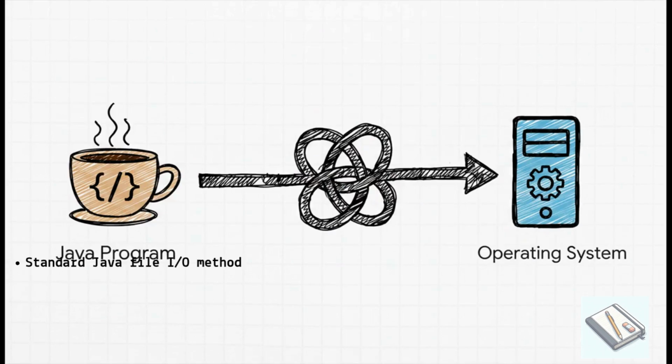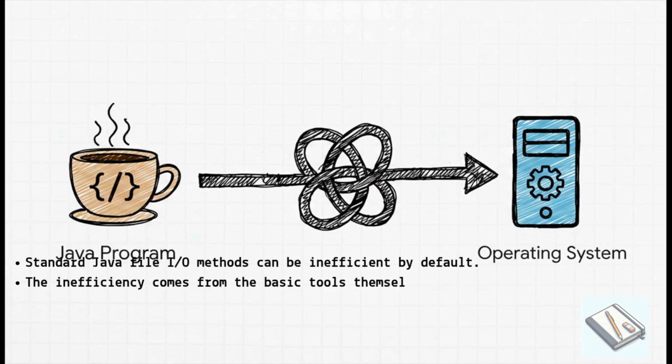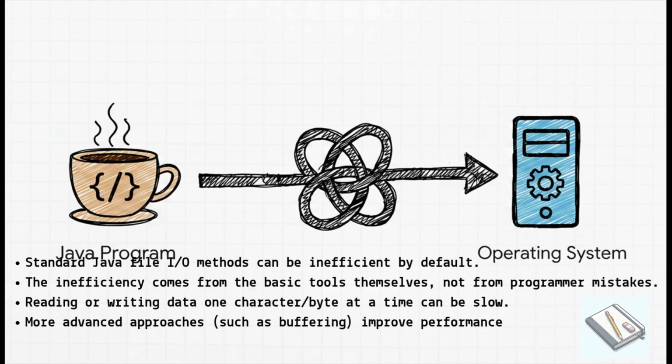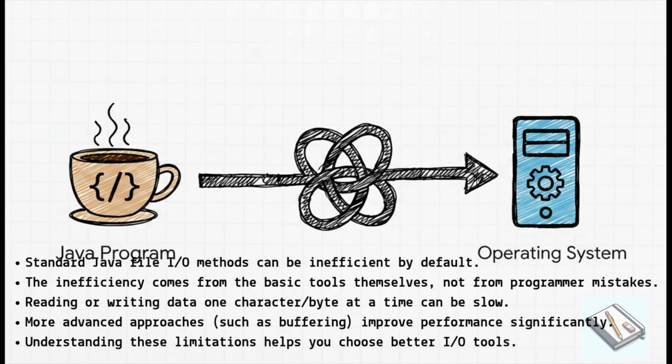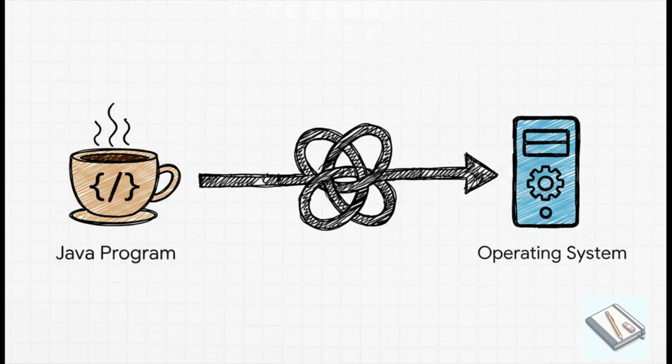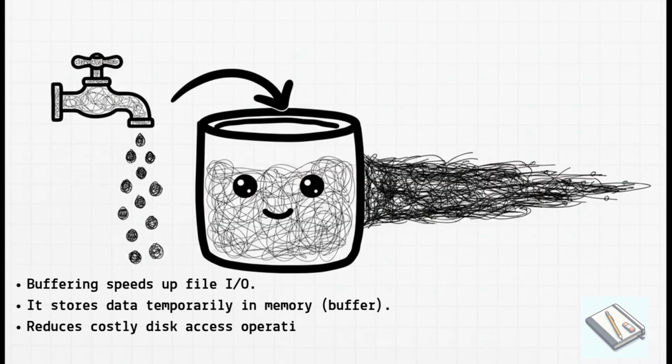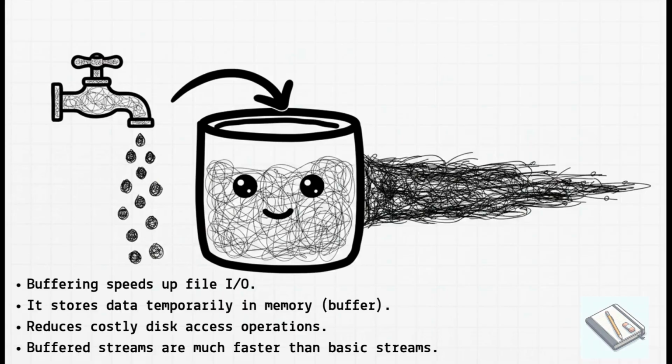And here's the thing that might surprise you. Most of the standard ways we learn to handle files in Java are, well, inefficient by default. It's not that you're doing anything wrong, it's just how the basic tools are built. But Java gives us an awesome solution, and it's called buffering. In this explainer, we're going to break down exactly how buffered streams work and how you can use them to make your file operations way faster.